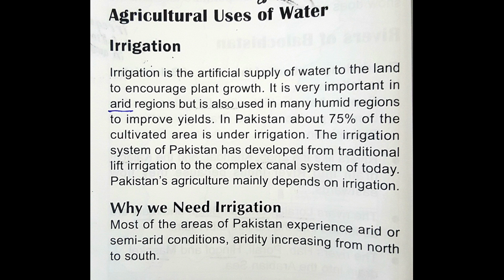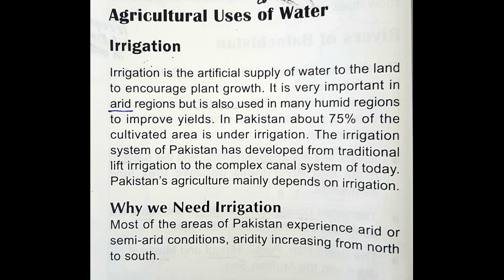Students, irrigation is a way to increase plant growth. It is an artificial way. It is the artificial supply of water to the land. Irrigation is the artificial supply of water to the land to encourage plant growth. It is very important in arid regions.